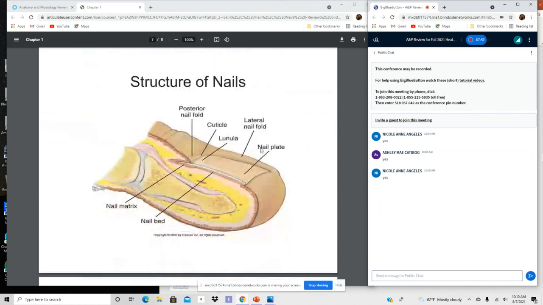So this picture is just showing the structure of the nail. The nail plate is the hard surface of the nail. There's the posterior nail fold, cuticles, the lateral nail fold, which is here on the side, and then beneath the nail plate is the nail matrix.